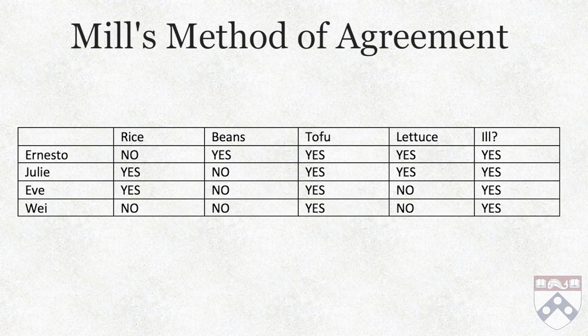So Mill's method of agreement is simple. Make a table of the dependent and independent variables, and then see what independent variables are shared by all the cases with the same dependent variable. If there is such a variable, Mill's method of agreement identifies this as the cause. So let's look at a simple example with just 4 independent variables and 1 dependent variable, whether or not an individual got sick. In this case, Mill's method of agreement would flag tofu as the likely cause of illness. It's the one food all the people who got sick ate.